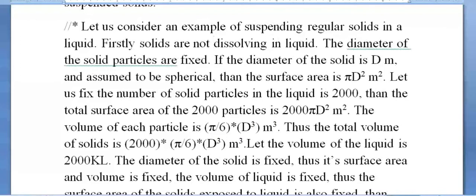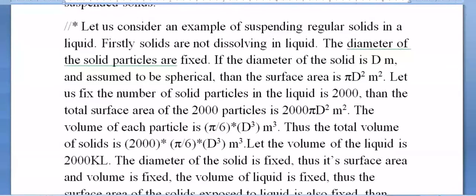Then the total surface area of 2000 particles is what? 2000 into the surface area of each particle, which is given by pi d square. So here the answer is 2000 pi d square meter square. Yes, meter square is the unit. The volume of each particle, the volume of a sphere, is 4 by 3 pi r cube. If you replace r by d, you get pi by 6 into d raised to 3, and the unit will be meter cube.